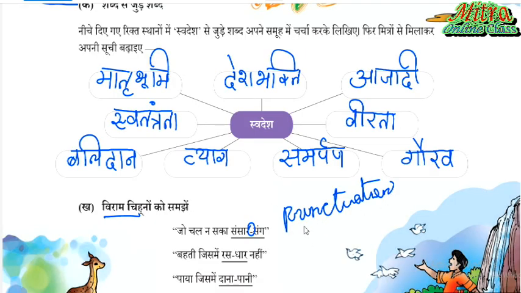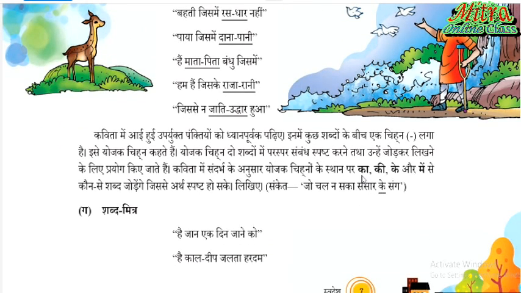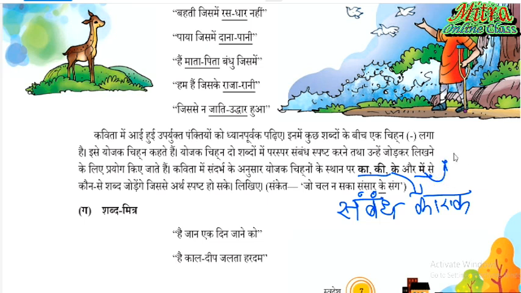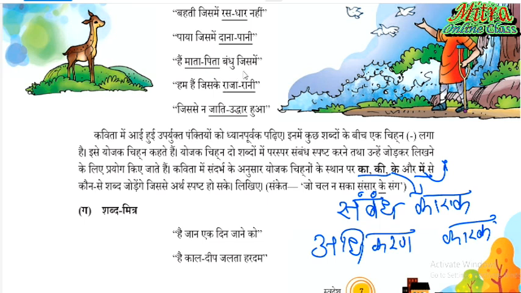If you come down, you can see ka keki or me. The ka keki is the sambandh karak, possessive places. Sambandh karak. And me or par, is it adhikaran karak? So well, in the poetry, in the poetic forms, where they are using the times, they avoid that sambandh karak or adhikaran karak. They use the hyphen in the poetic forms.